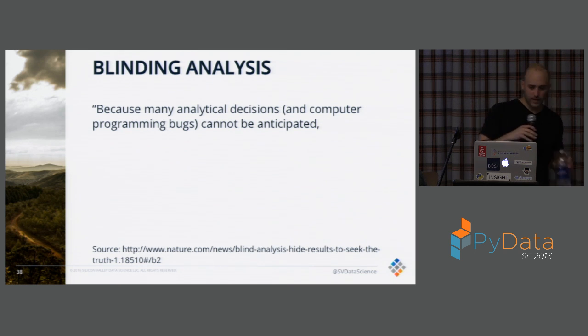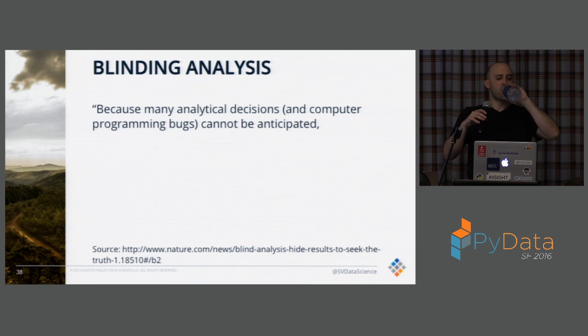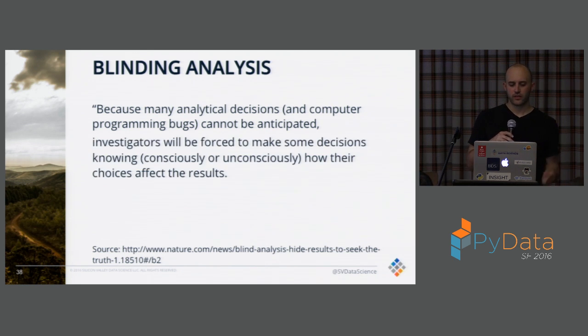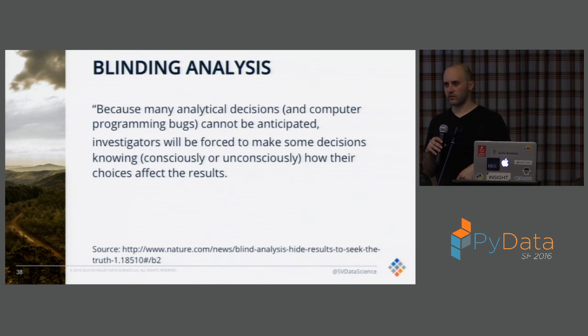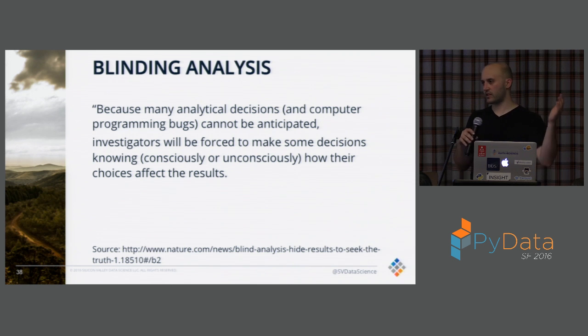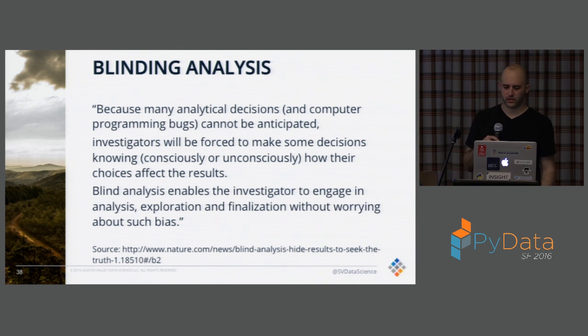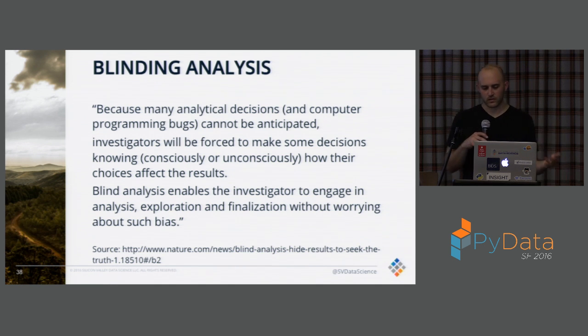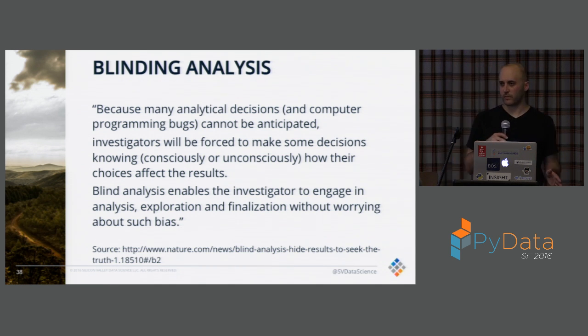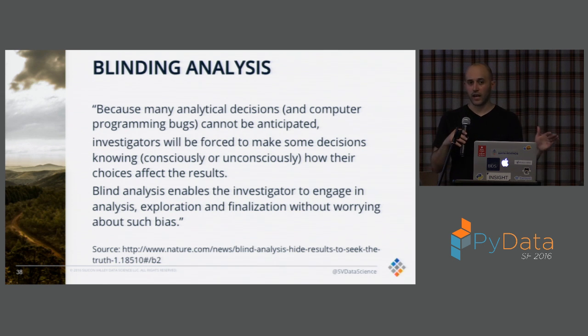There's a Nature blog post about blinding analysis, which has this nice quote. Because many analytical decisions and computer programming bugs can't be anticipated, investigators are forced to make decisions knowing, either consciously or unconsciously, how their choices will affect the measured result. So you're trying to measure the lifetime of a particular meson or something, and you know the answer. It can lead to either conscious or unconscious changes in that value. Blinding analysis enables the investigator to engage in the analysis, exploration and finalization without worrying about such bias. Since you don't see the answer, you can't be biased toward what you think the right answer is.